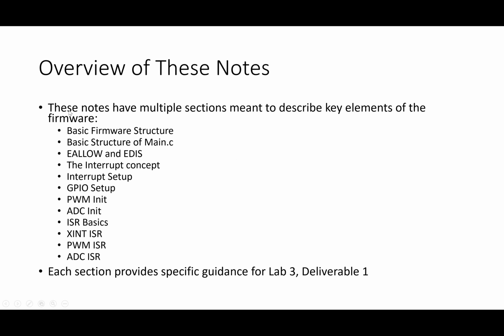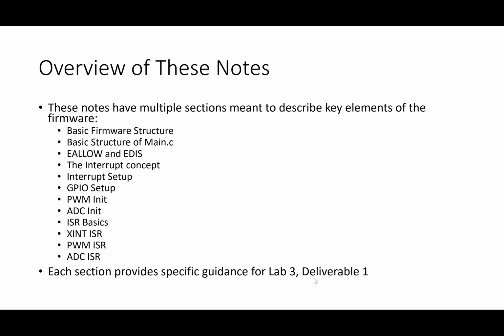So you'll see here, I give this overview, and there are a lot of different sections. Basically I run through all of the different sections contained within this, okay? And each of these sections provides some guidance for Lab 3 Deliverable 1. As I've said before, Lab 3 Deliverable 1 is the basic bare bones structure of your firmware. You'll add to it and do some additional things as you go, but the core of your firmware will be ready to go once you get through Deliverable 1.